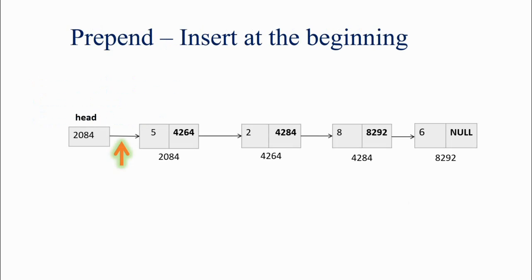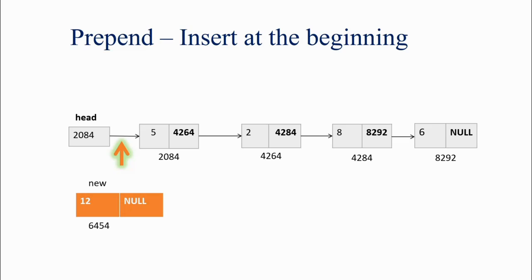First operation we are going to see is prepend, that is insert the node at the beginning of the linked list. Here I have shown a linked list. Insert at the beginning means you need to insert the new node as the first node in the linked list. I have highlighted the location here. So the head should point to the new node and the new node should point to the node with data 5, that is this node.